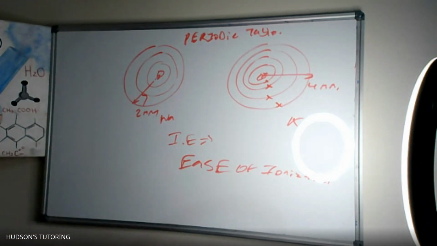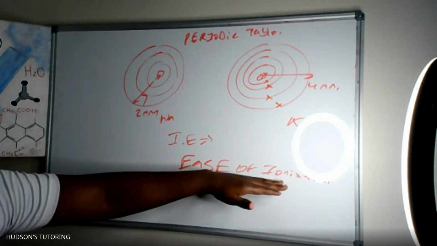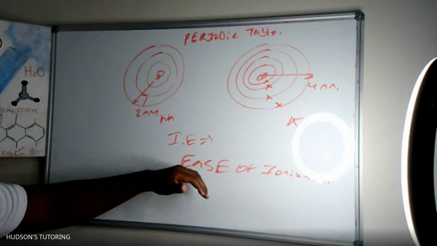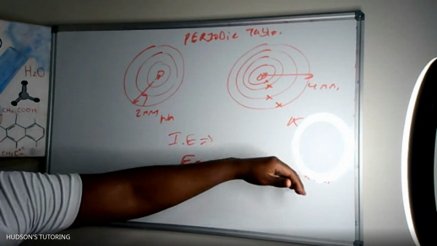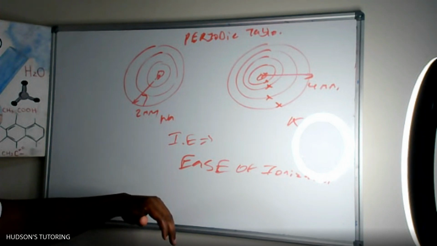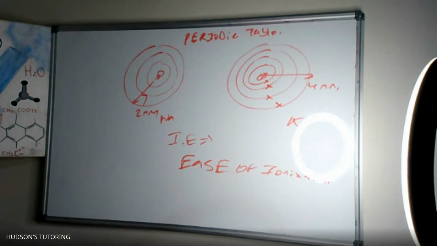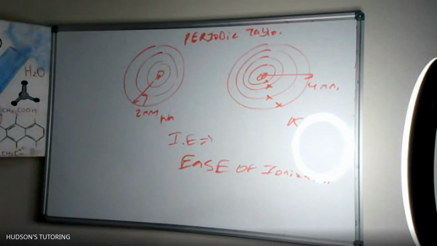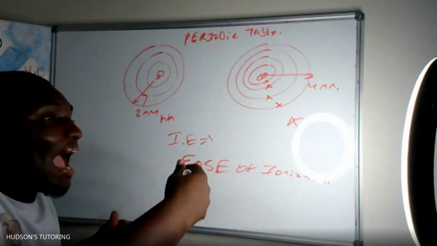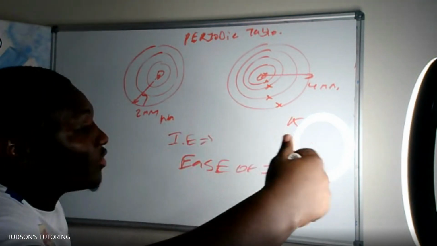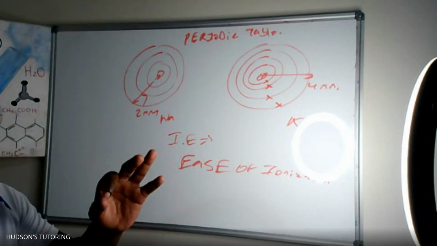Why does it increase? Ease of ionization is basically saying the ability to form ions increases going down the group. That is what it's saying, right? So don't get it twisted. Remember that ionization refers to the ability to ionize, to form ions. So when they say that the ease of ionization increases going down the group, it's simply saying to us that, guess what?